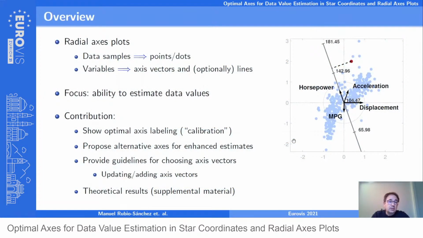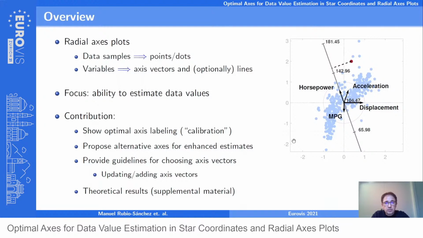So radial axis plots are projection methods that map high-dimensional data onto a lower dimensional space, which is normally a plane. So data samples are represented by points or dots, and it is also possible to include information about variables by showing a set of axis vectors where each one is associated with a variable.